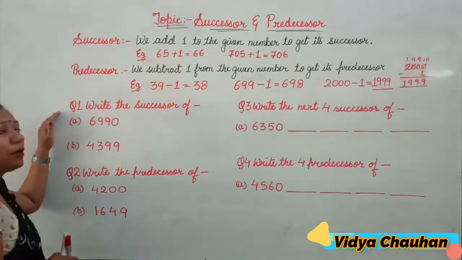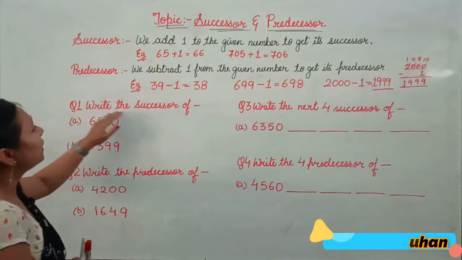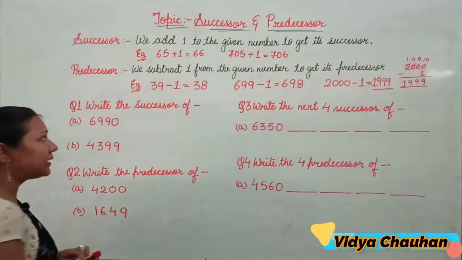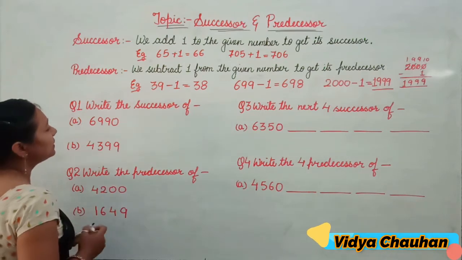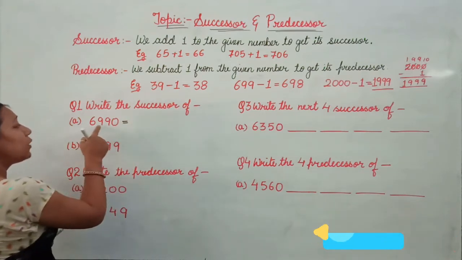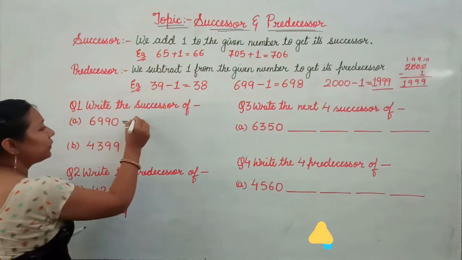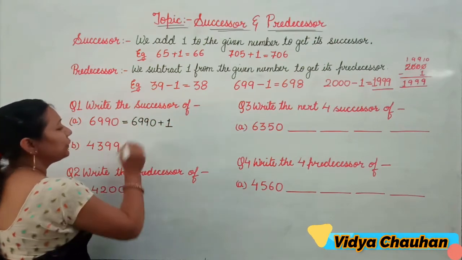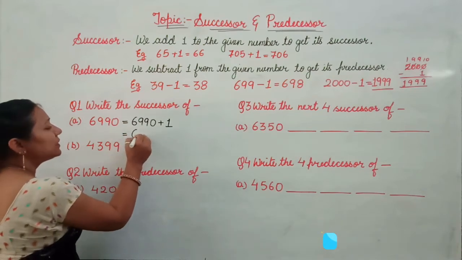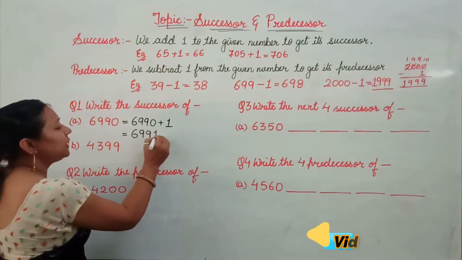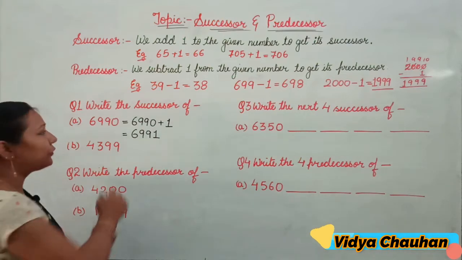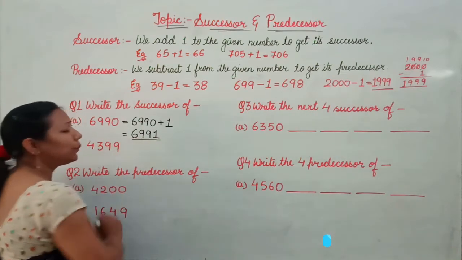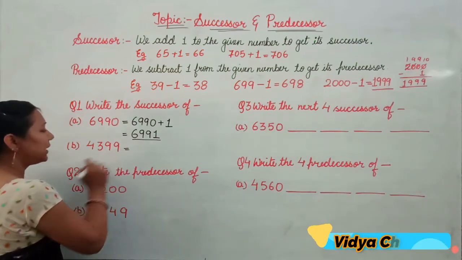Now taking some questions from your book exercise, the first question says, write the successor of the given numbers. Since we have to find the successor, we find the successor of 6990. So what will you do? 6990 plus 1. When you add 1, what you will get is 6991. So the successor of this number 6990 is 6991.